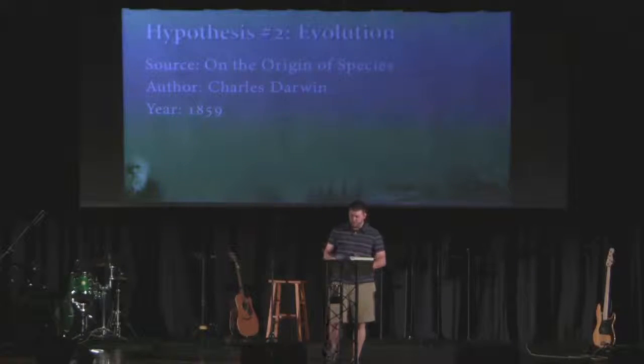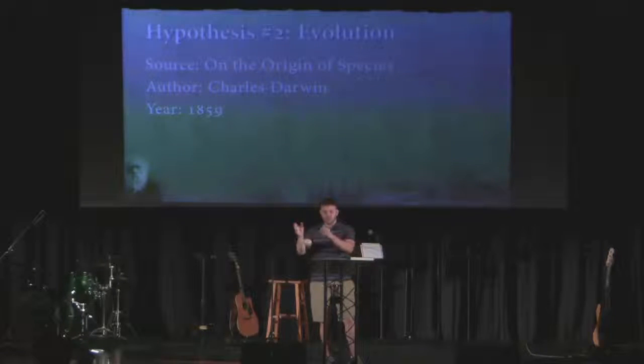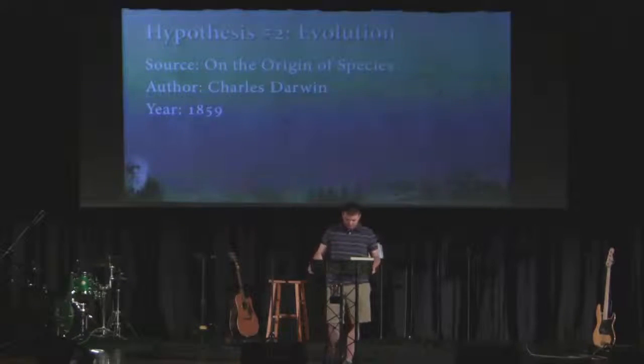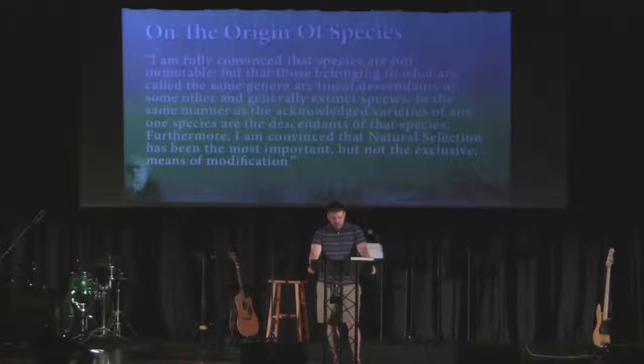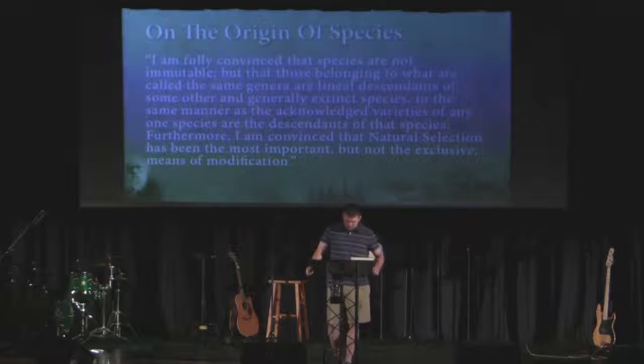In the introduction, on page 7, he actually explains basically the summary of his hypothesis. It says, this is Darwin, "I am fully convinced that species are not immutable," which means unchanging, "but that those belonging to what are called the same genera, or kind, are lineal descendants of some other and generally extinct species, in the same manner as the acknowledged varieties of any one species are the descendants of that species. Furthermore, I am convinced that natural selection has been the most important but not the exclusive means of modification."